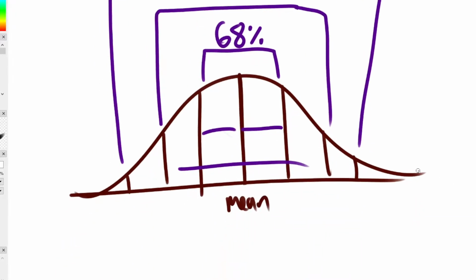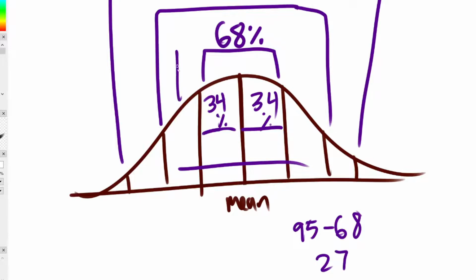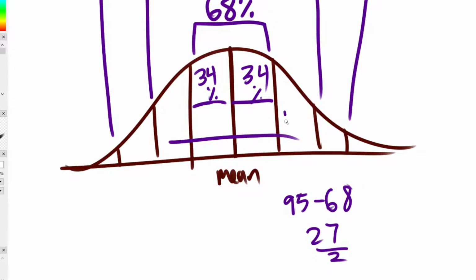So if 68% of our data lies between these 2 and they're equally distributed, we can divide this by 2 because it's equal. 34% is in each of these because 34 plus 34 is equal to 68. If we take 95 and minus this 68 from this middle here, we'll get 27. So in this quadrant and this quadrant combined, we have 27%. If we divide it by 2, we get this individual one, which I believe is 13.5.